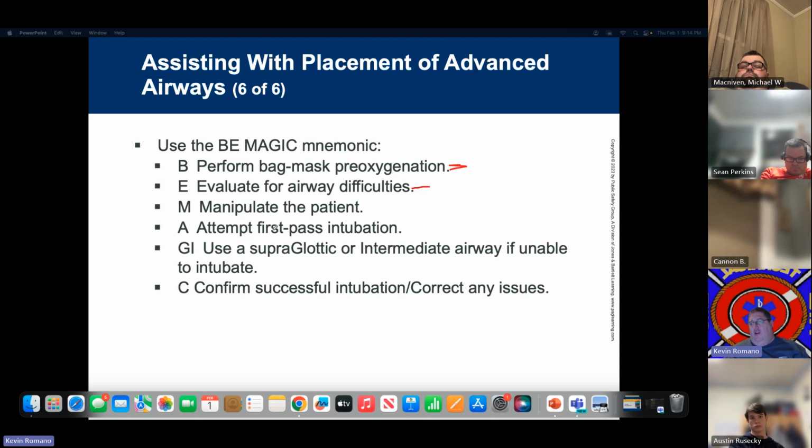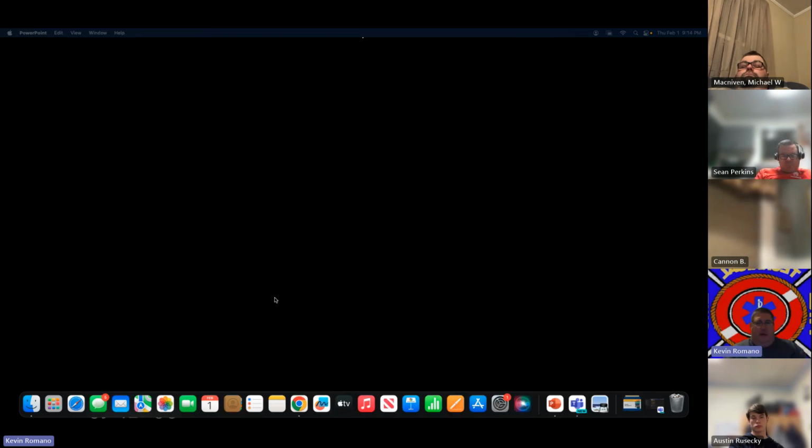Attempt first pass intubation. A lot of services don't allow intubation to happen now unless you're using a bougie first. It's almost guaranteed 100% success that way. iGel or supraglottic or intermediate airway if unavailable. And C, confirm successful intubation, correct any issues. Epigastric sounds, negative. Lung sounds, positive. Equal rise and fall. We get the number at the teeth where the tube sits, and we secure it there. So that's intubation in a nutshell.